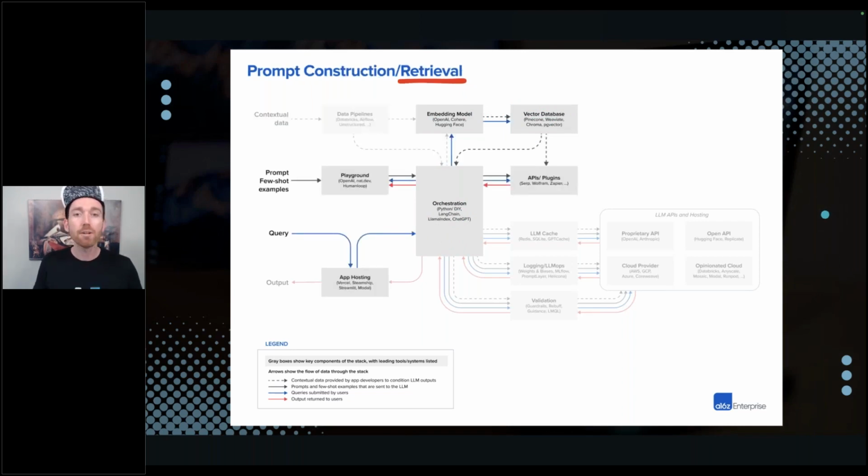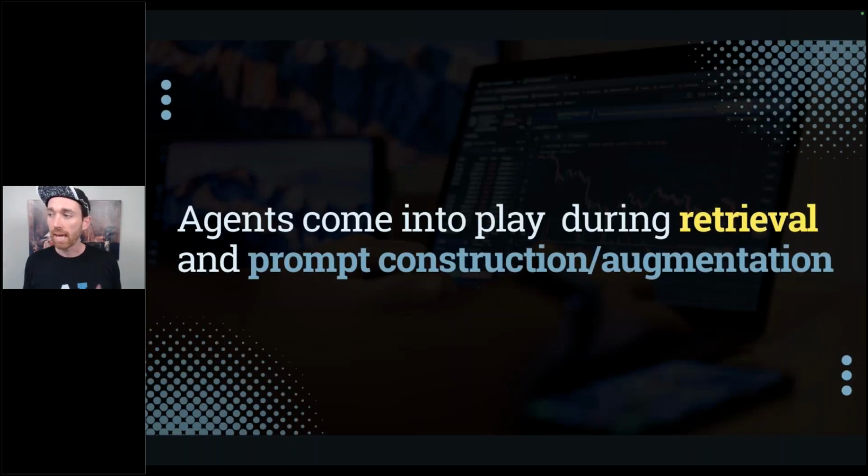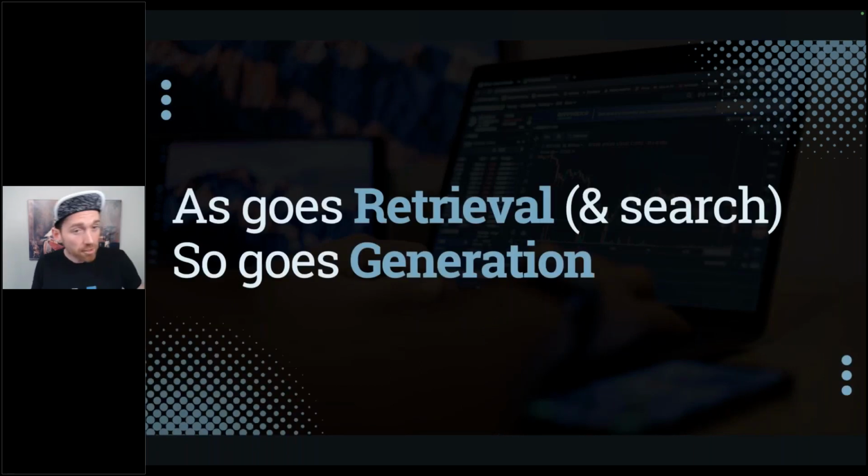The retrieval process here has something similar, but what we have here is we can actually prompt our way through prompt playgrounds, one-shot, two-shot, few-shot examples, or we see APIs and plugins here. APIs and plugins, think agents, think function calling, think tool calling. So retrieval is augmented also by agents. This is the core focus of today. Agents come into play during retrieval and during this prompt construction and augmentation, because as we've learned, as goes retrieval and search, so goes generation. Starting to come together, I hope.